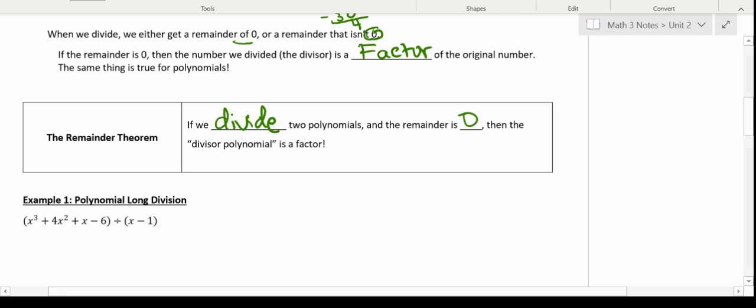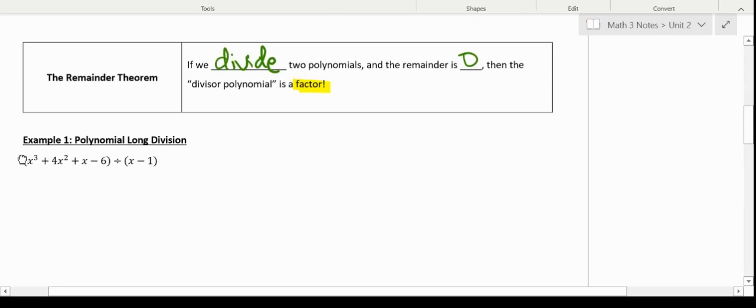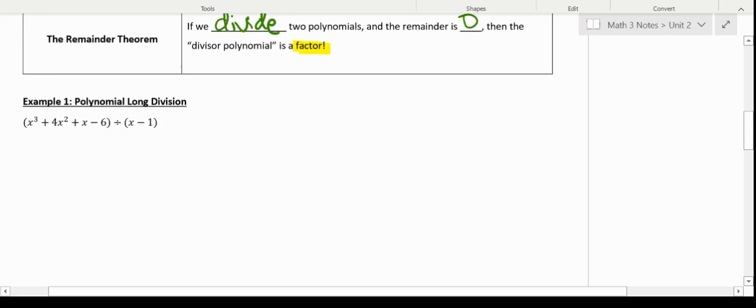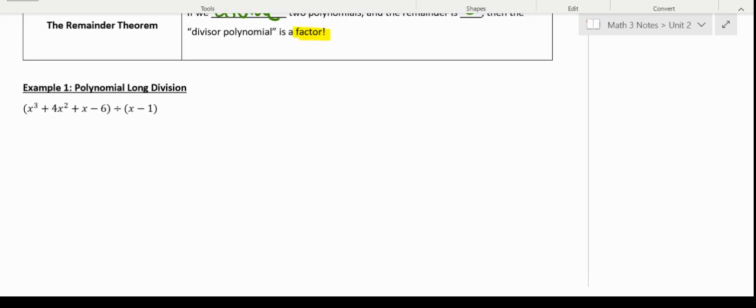And so that's what we're going to be looking at first, is long division. And then we're going to find that when we're dividing with a binomial, especially if it's a binomial that has just a coefficient of 1, we can use something called synthetic division. So for this first example, I'm going to show it with polynomial long division first. And then we're going to see a faster way of doing it in synthetic division.